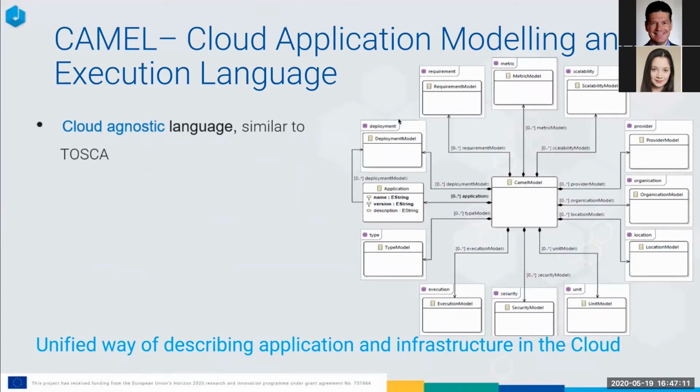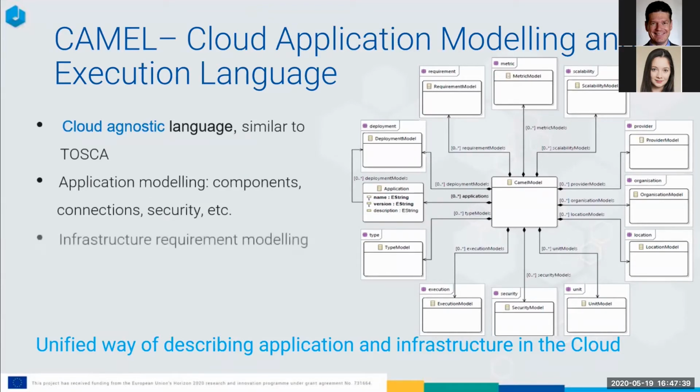CAMEL is Cloud Application Modeling and Execution Language, and it is used to model an application. It is a domain-specific and cloud provider-agnostic language based on Eclipse modeling framework and similar to Tosca. It covers all aspects of application modeling. It's possible to model in CAMEL the application components, connections between them, security aspects. It supports various types of application components: script-based, Spark components, Docker containers, and serverless components.